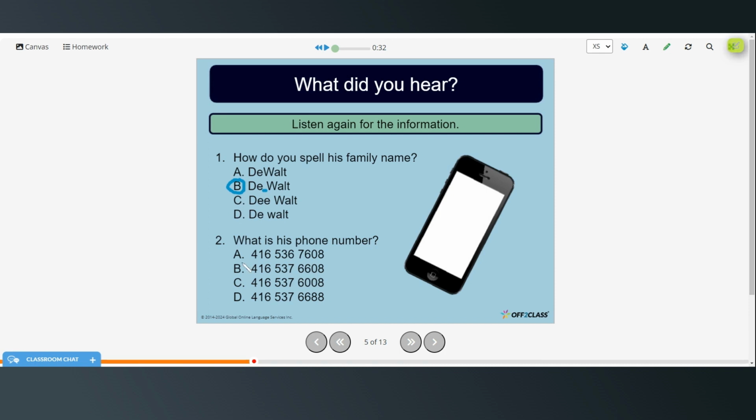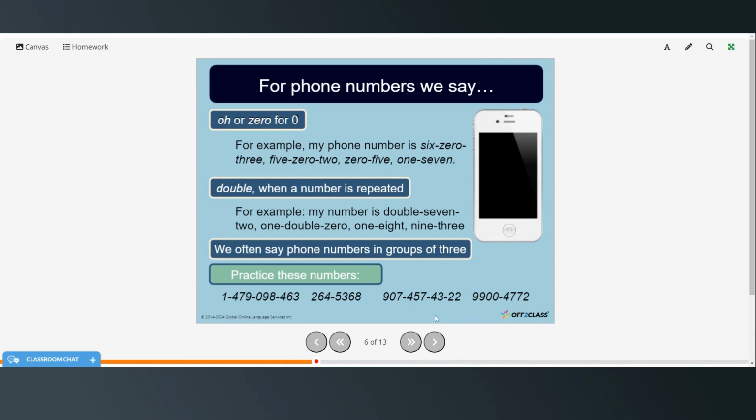All right, so for phone numbers, we can either say O or 0. For example, my phone number is 603-502-0517, or you could say 603-502-0517.